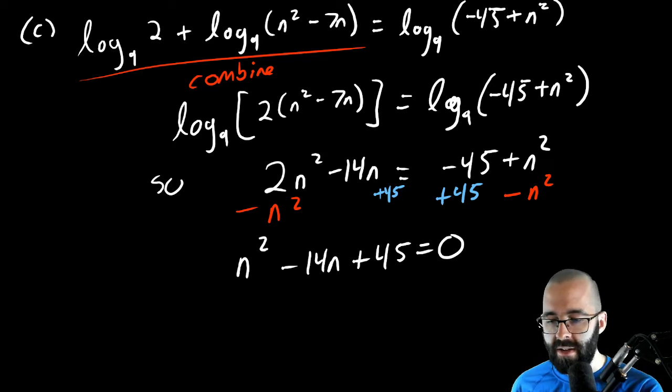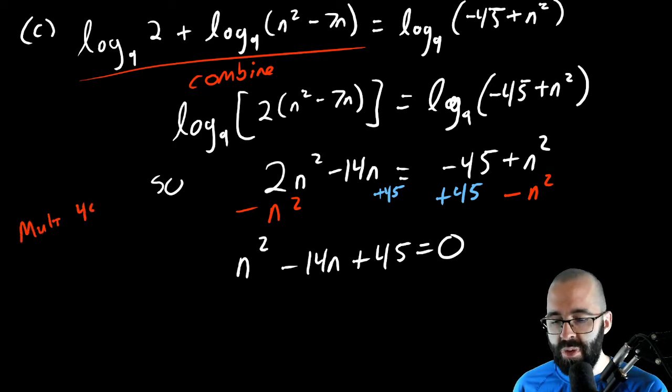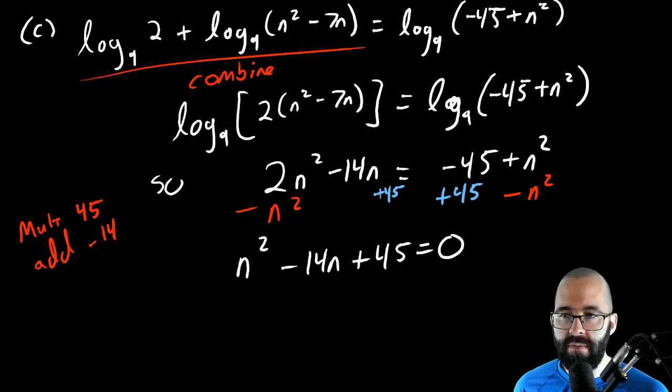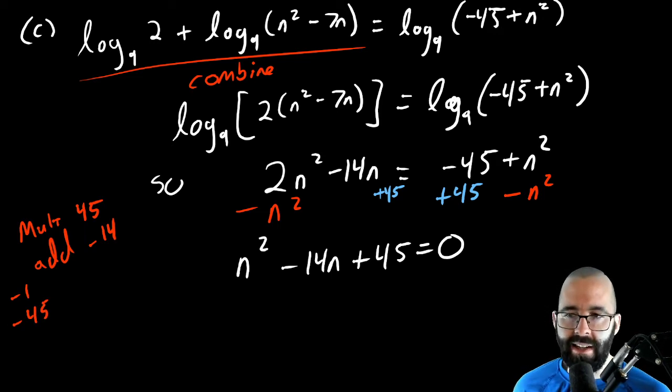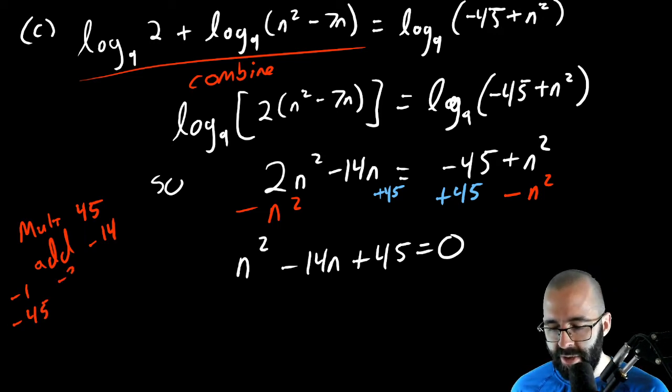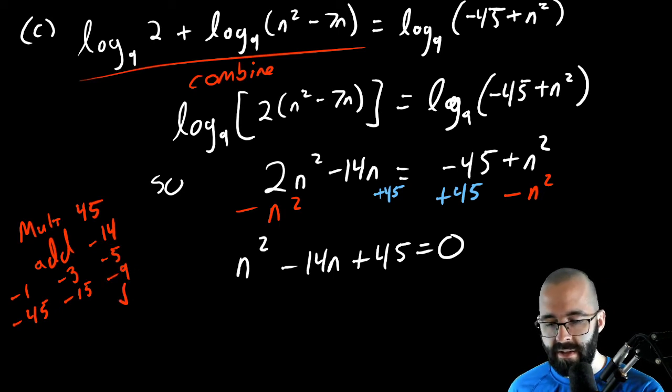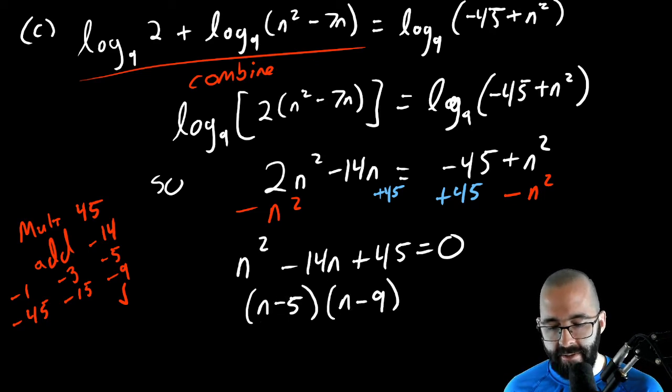And we're going to try to factor. We need two numbers that multiply to 45 and add to negative 14. So if they multiply into a positive number and they add to a negative number, they have to both be negative. So negative 1, negative 45, that adds to negative 46. That's no good. 2 doesn't work. 3, that adds to negative 18. 4 doesn't work. 5, there it is. This is n minus 5, n minus 9.